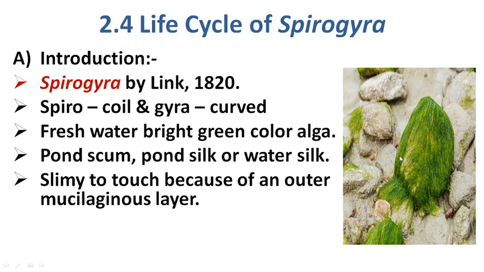So see, these are the Spirogyra filaments. It is pond silk, or pond scum, or it is also called water silk, and it is very smooth and slimy to touch because the outer wall has a mucilage.